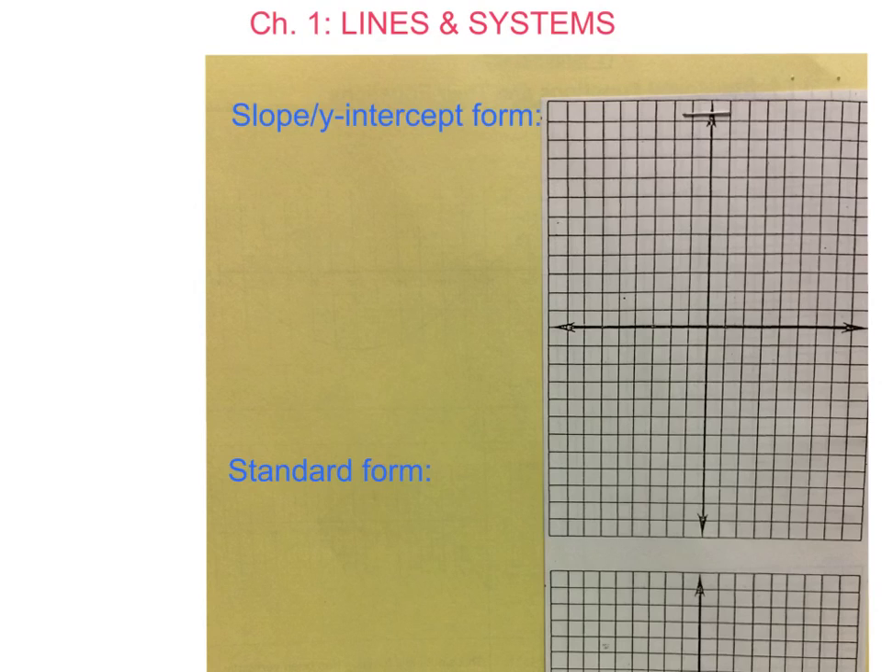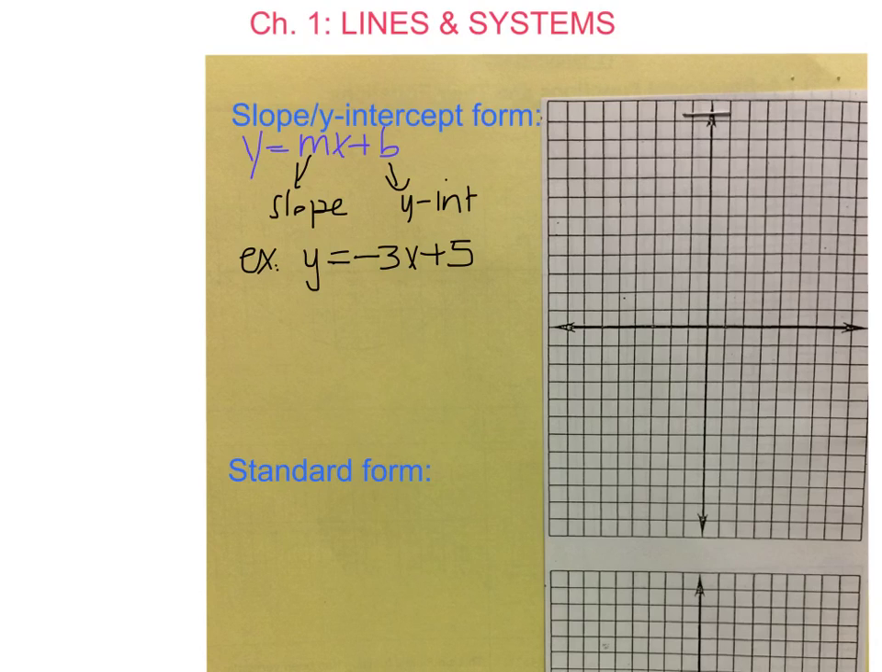Most times you'll see the equation of a line in slope y-intercept form. This form is y equals mx plus b. In this form, m stands for the slope of the line, and b stands for the y-intercept. Those are the two numbers you're going to see in the equation. For example, y equals negative 3x plus 5 has a slope of negative 3 and a y-intercept of positive 5.